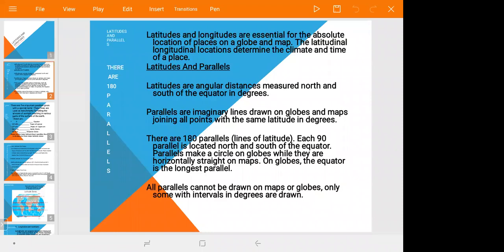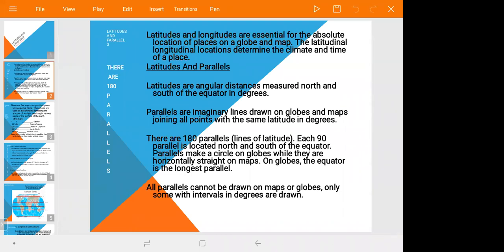We have 180 parallels. That means the lines drawn from east to west or west to east, making circles on a globe. They are 180. And the midpoint for them is the equator, which lies at 0 degrees.